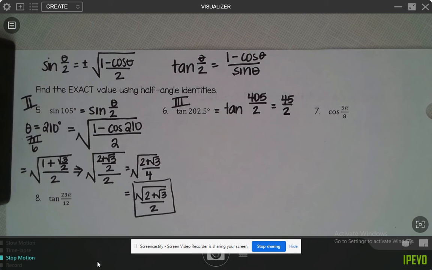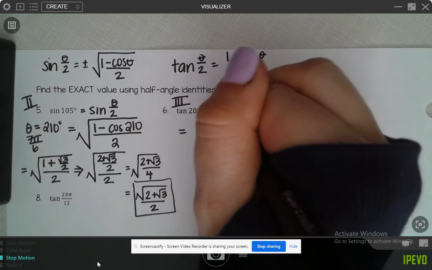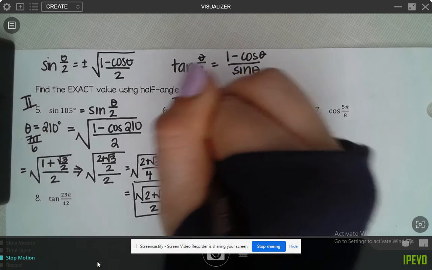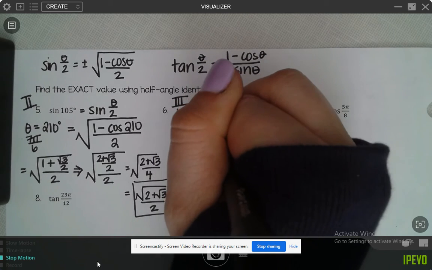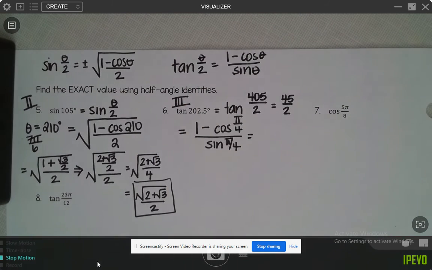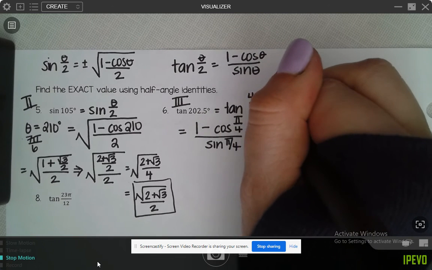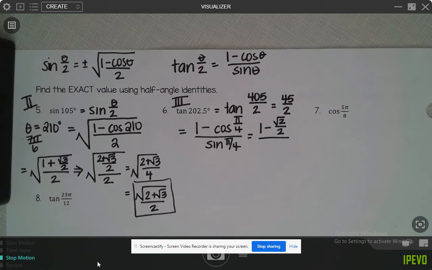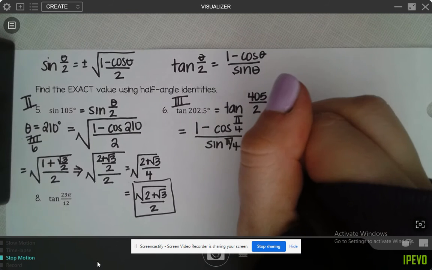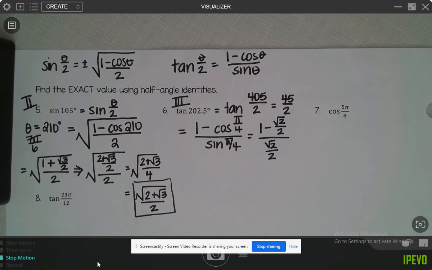What's 45 degrees in terms of radians? Pi over 4. So you're going to write this as 1 minus the cosine of pi over 4 divided by the sine of pi over 4. Well, what's the cosine of pi over 4? Radical 2 over 2. So this is 1 minus radical 2 over 2 divided by sine of pi over 4. Radical 2 over 2.